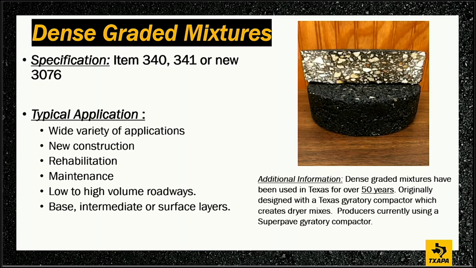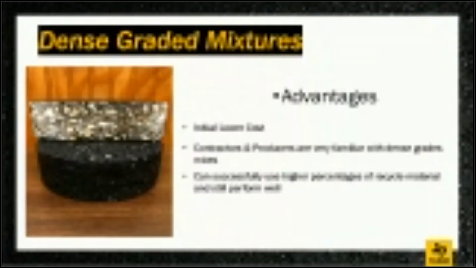Again, some additional information. These mixes have been around forever, for way more than 50 years. And we're currently using the Superpave gyratory press, which again is going to help with our increase of liquid AC. Okay, some of the advantages. We've got the initial lower cost. Out of all the hot mix items, our dense graded mixes, 3076, are typically our lowest cost mixes.